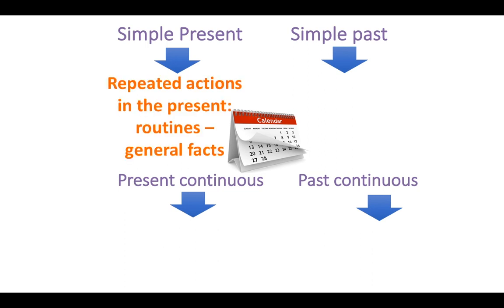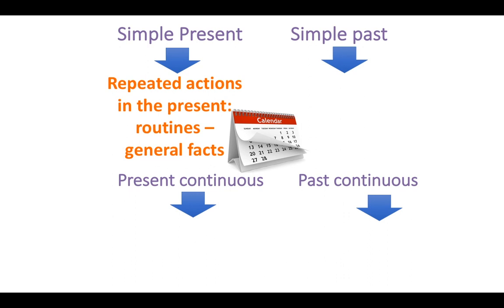We use the simple present to describe actions that are repeated in the present or to talk about facts that are true. For example, the moon goes around the earth or the sun rises in the east. Those two are general facts. Or for example, I have breakfast every day at 7 in the morning. I study English every day from 9 to 12.